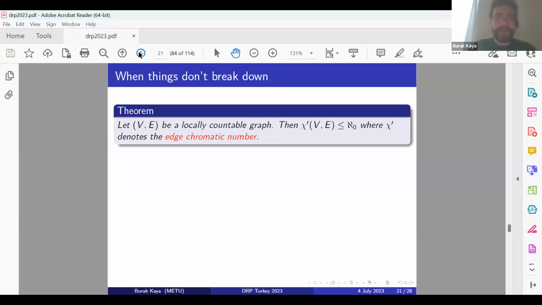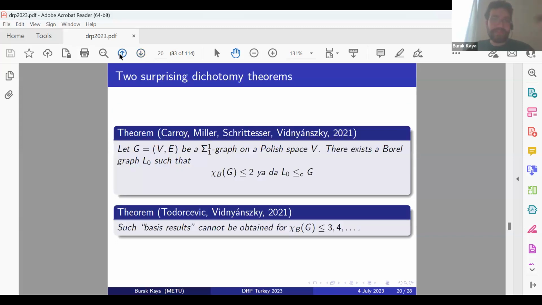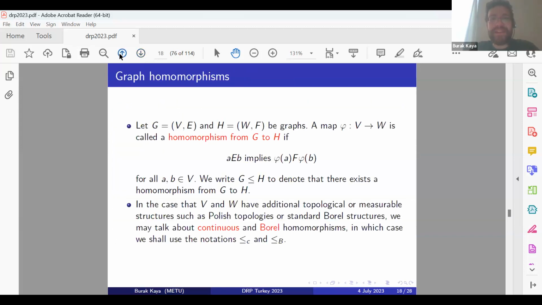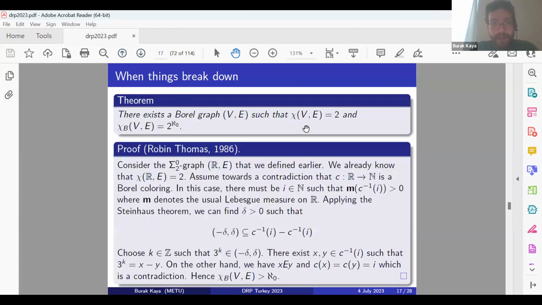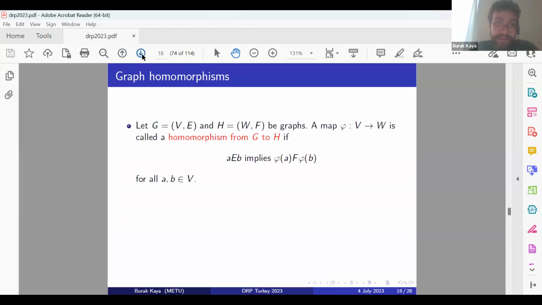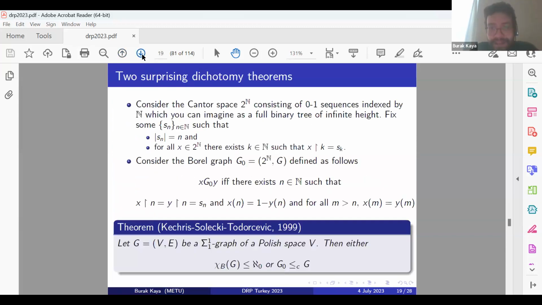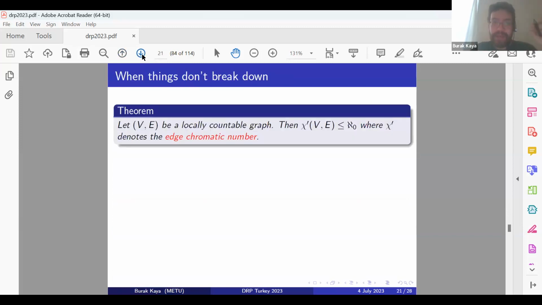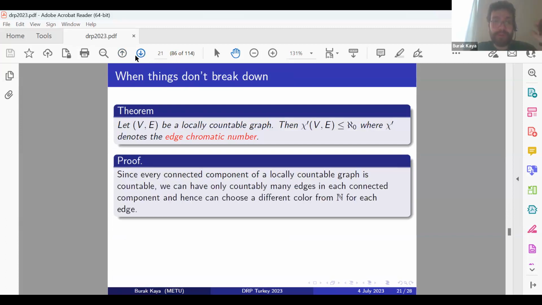Now, remember, this slide was about when things break down. Over here in the usual graph-theoretic setting, the chromatic number is 2, and then it becomes uncountable when things break down. It turns out that things don't always break down, okay? And after this, I'm going to, by the way, finish. I don't think I'm going to start the third part of the talk.